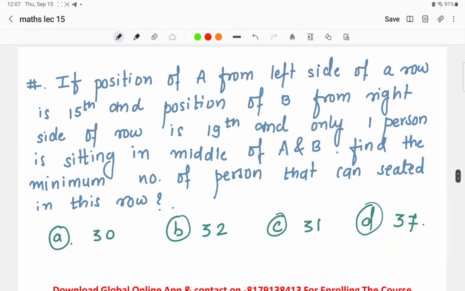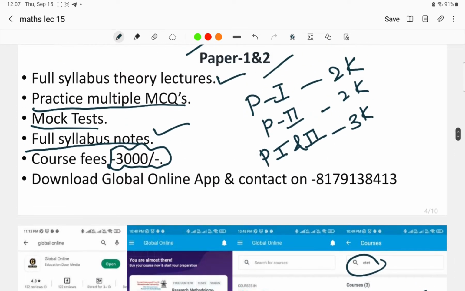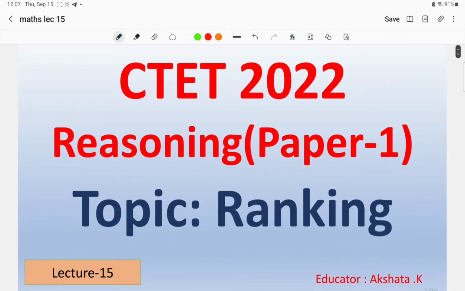So in today's lecture, we will be discussing the topic called ranking. Now, what is ranking and what kind of questions can be asked? As I told you, reasoning is a portion that has been newly introduced in recent years in the CTET examination. Before that, reasoning was never asked in the examination. But in reasoning, there are a few topics like clock and calendar that we'll discuss in the upcoming lectures, and we have completed the series and ranking.